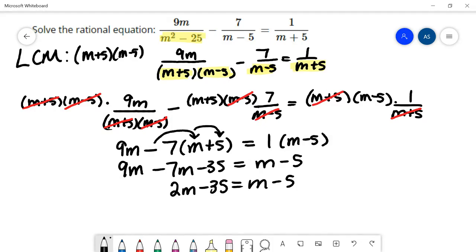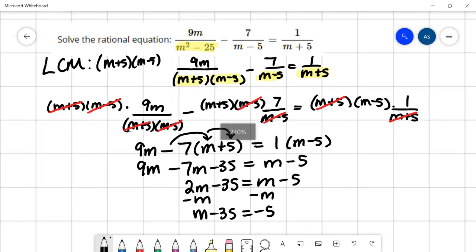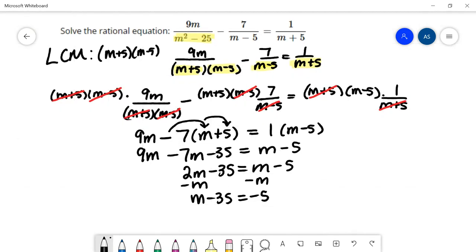So this is a linear equation because m is to the first power. Let's collect the m's on the same side. I'll subtract m. That's m minus 35 equals negative 5. I'm going to add 35 to both sides, and m is equal to 30.